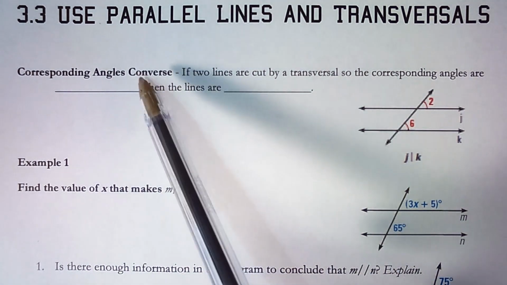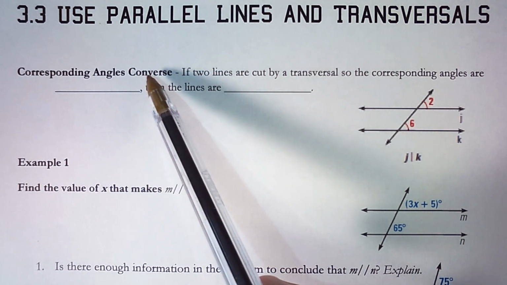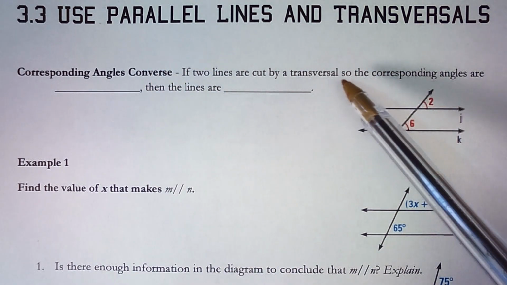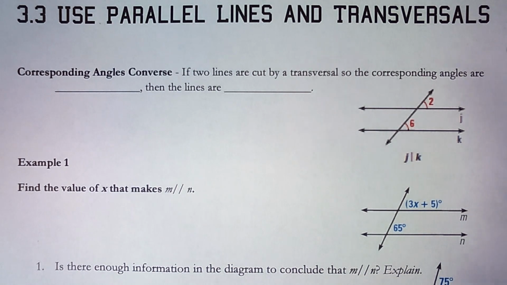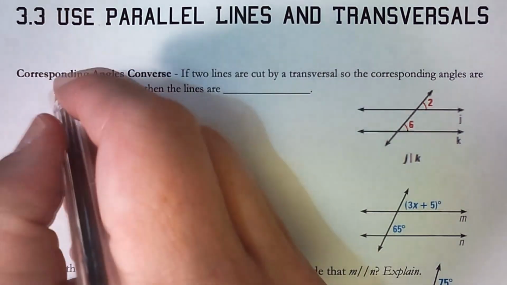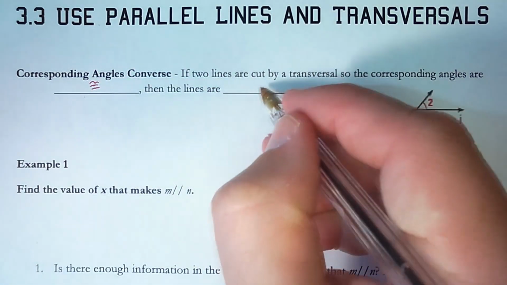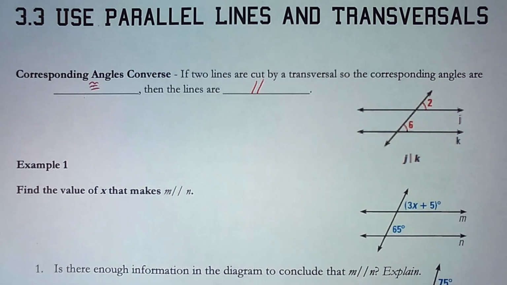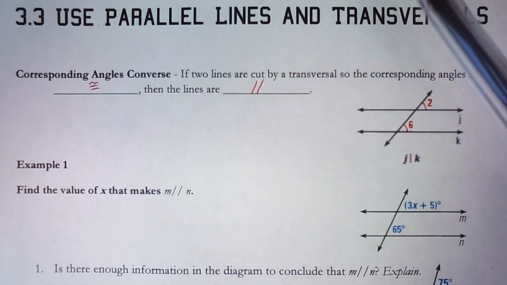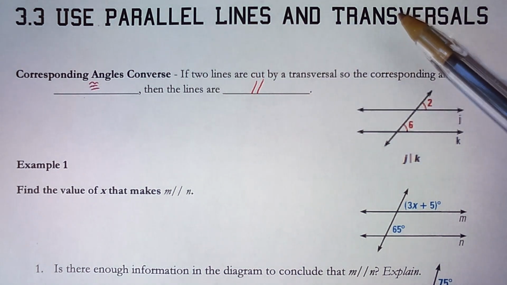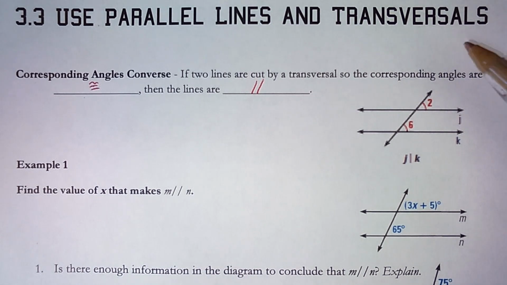So, the corresponding angles converse. If two lines are cut by a transversal so the corresponding angles are congruent, then the lines are parallel. Okay, so the corresponding angles postulate says that if lines are parallel, then corresponding angles are congruent.